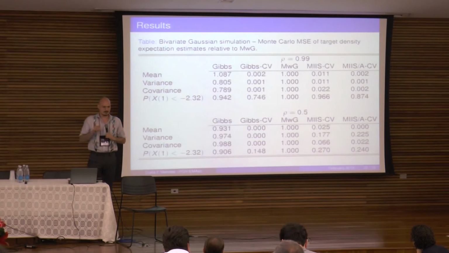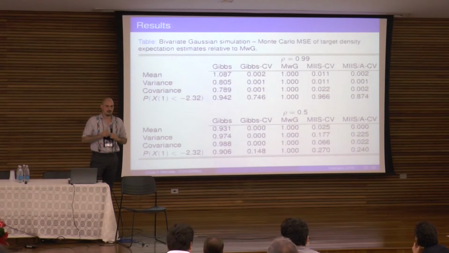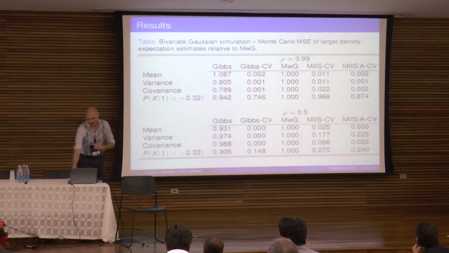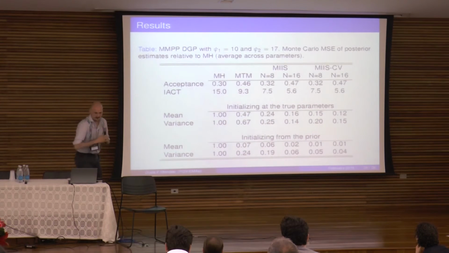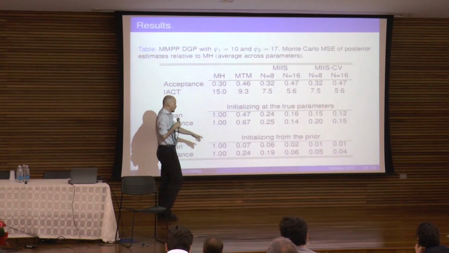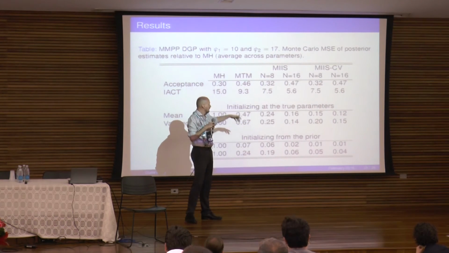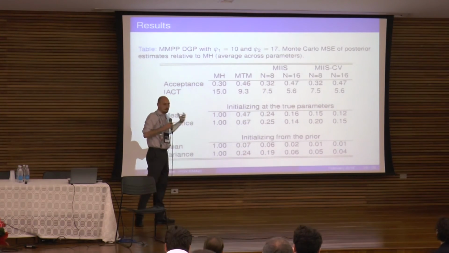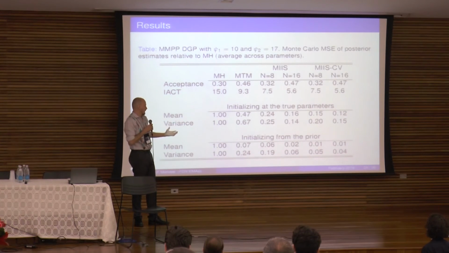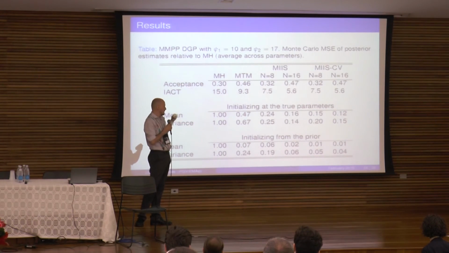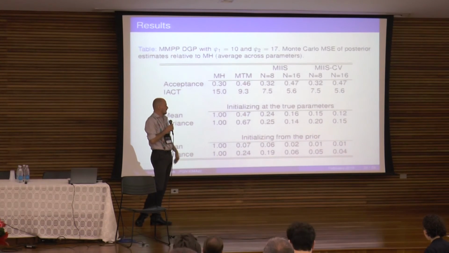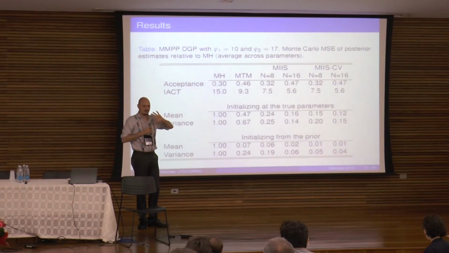I have one more example, but I'm not sure I have time. 20 seconds, I don't have time. Well, I'm just going to show you one thing, that the algorithm is also very robust. When you initialize from the prior, here's a very complicated Poisson process. And even starting from the prior, our method works quite well. Okay, so that's a brief summary.